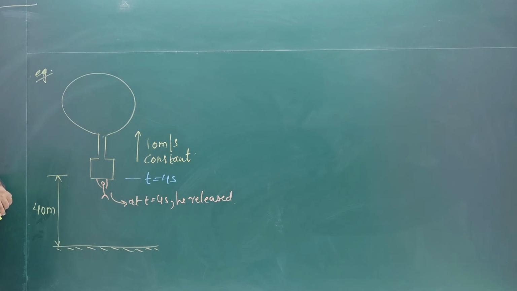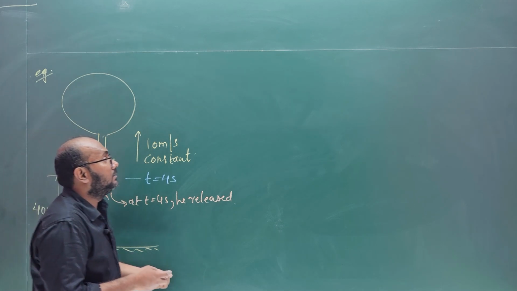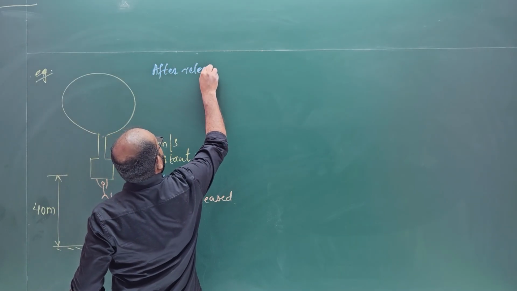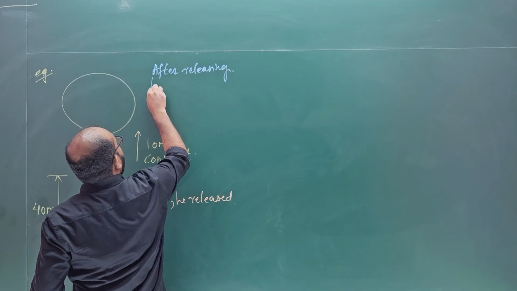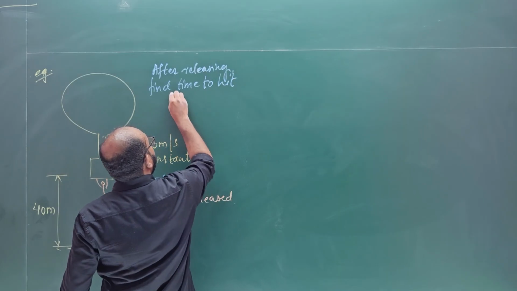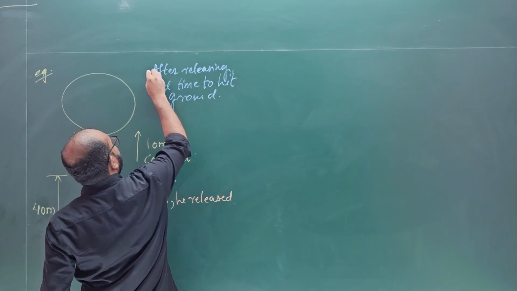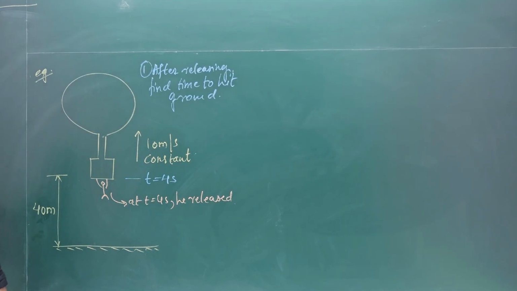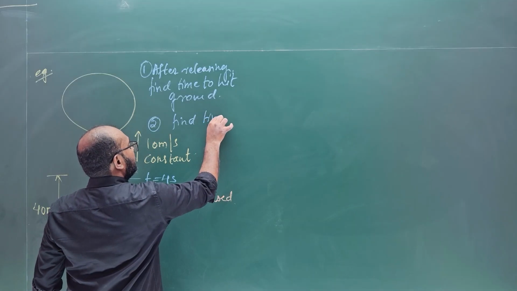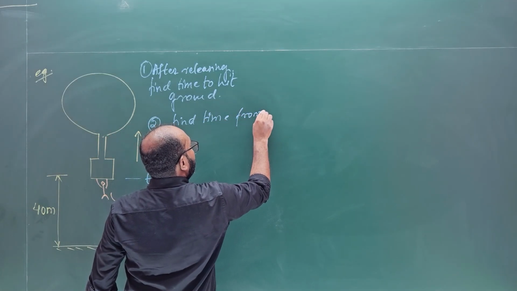What is the first question? After releasing. Listen to the question carefully. After releasing, find time to reach ground or hit ground. This was your first question. Okay. Second question. From ground to ground, find out the time. Second question is what? Find time from ground to ground.